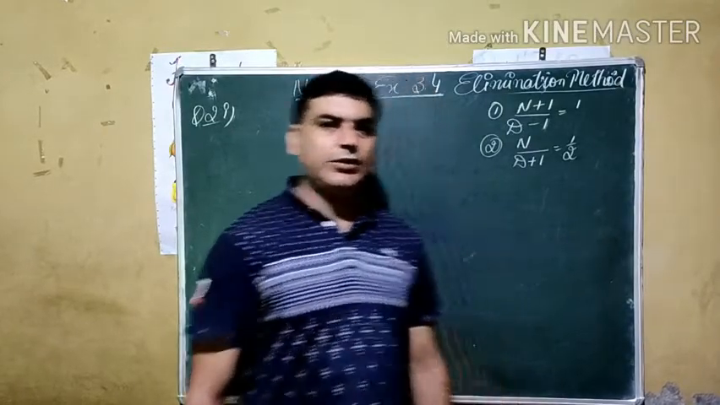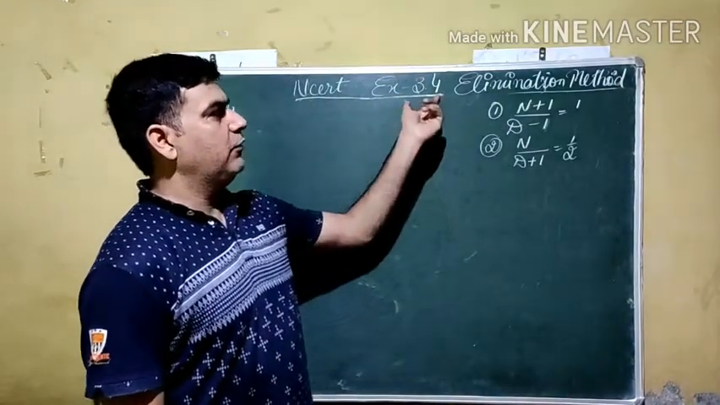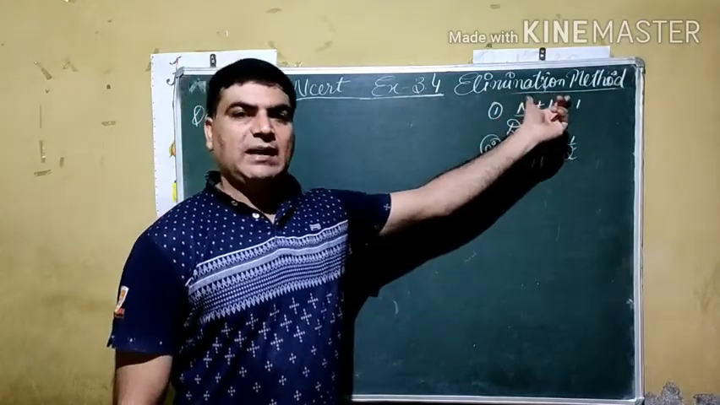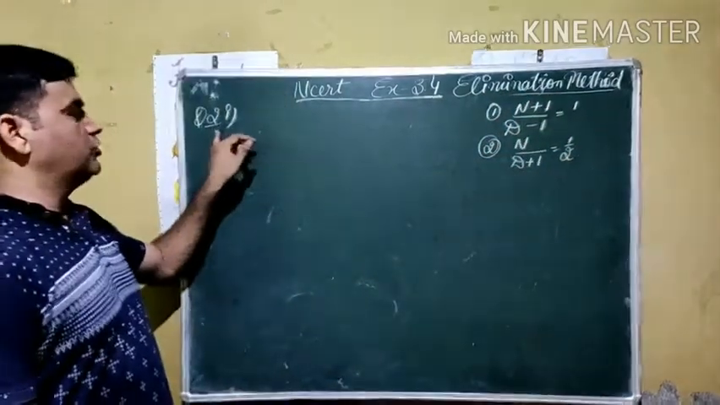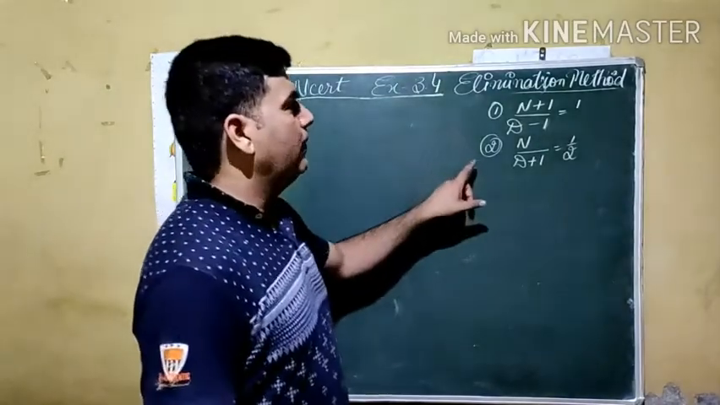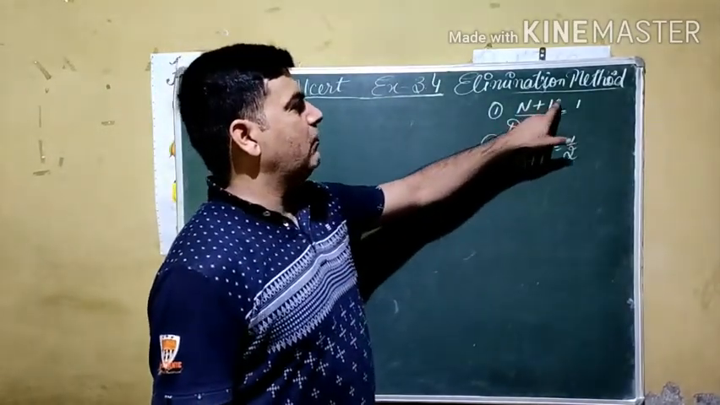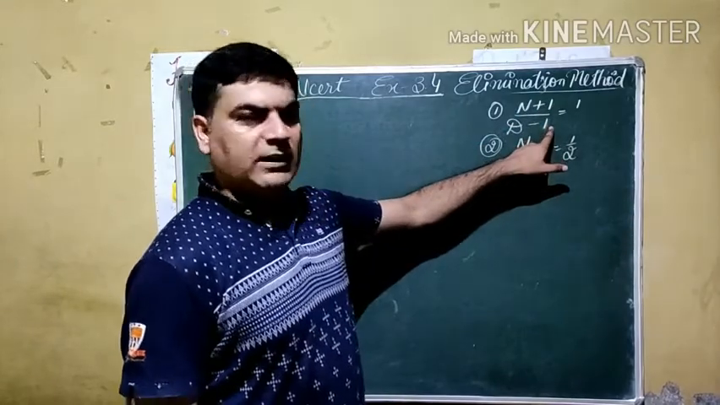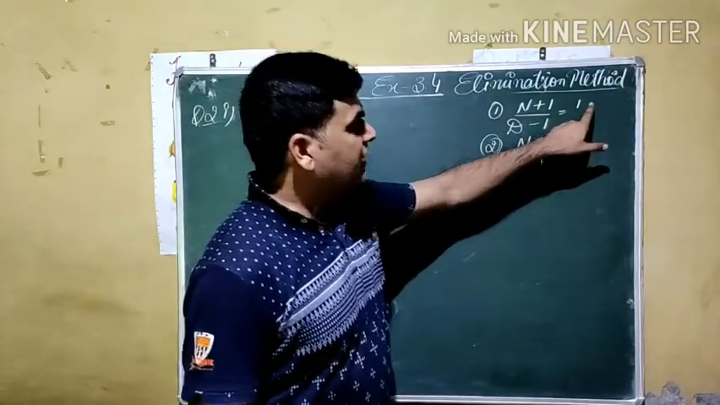In this lecture, we are going to discuss exercise 3.4, and the method is the elimination method. We are going to solve question number 2, part number first. In short, we have written here: if we add 1 in the numerator and subtract 1 from the denominator, the fraction reduces to 1.